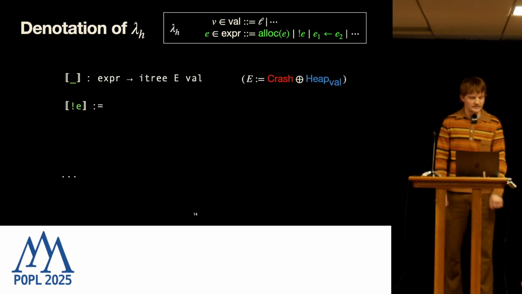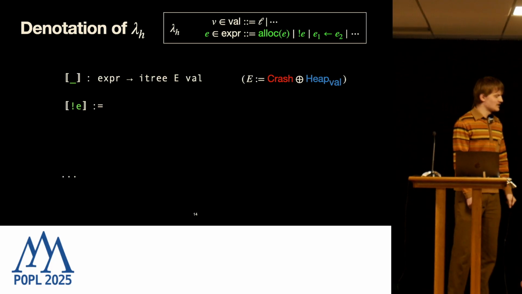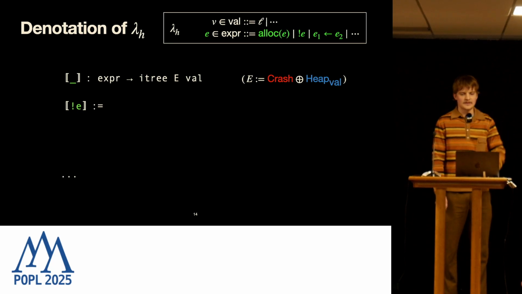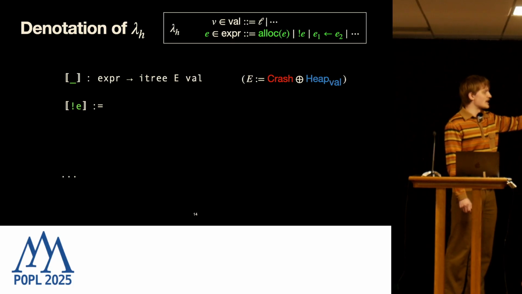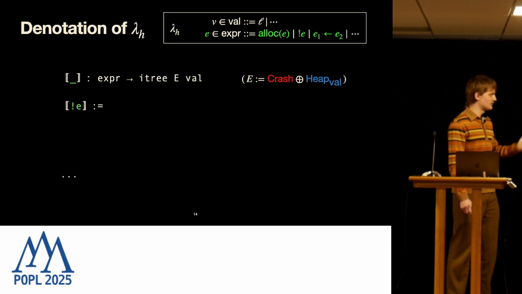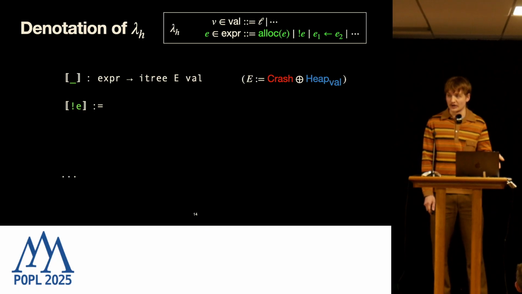So in order to implement the recipe, what we have to do is give a denotation. That is to say, for each expression in this language, we're going to associate an I-tree. In this case, the effect set is going to be composed of the crash effect and of the heap effect. We'll see in a moment why these are the two relevant effects. Now let's focus on just the denotation for the load expression.